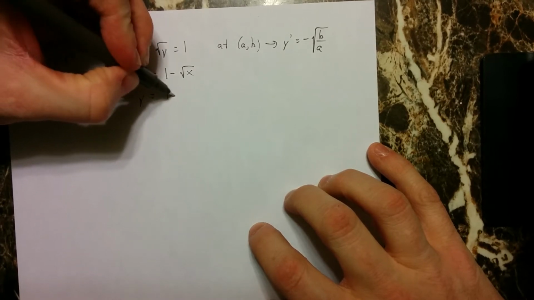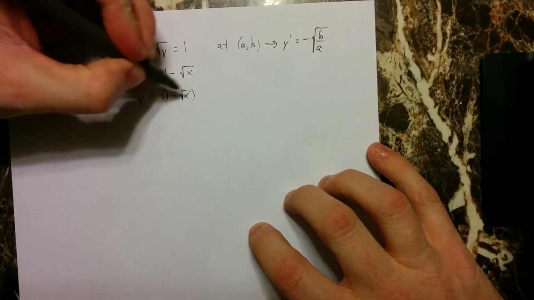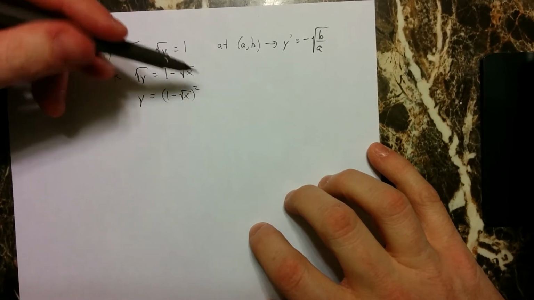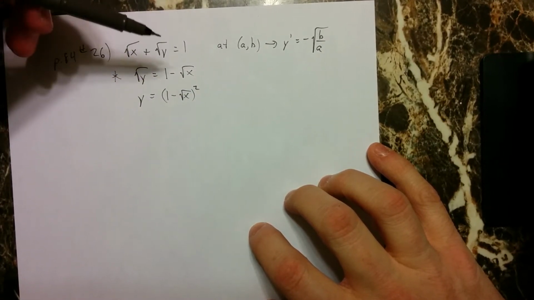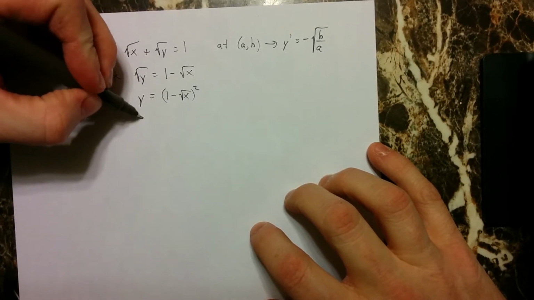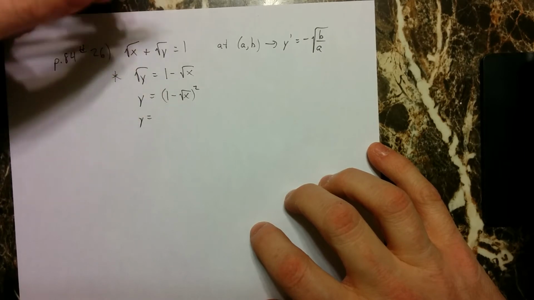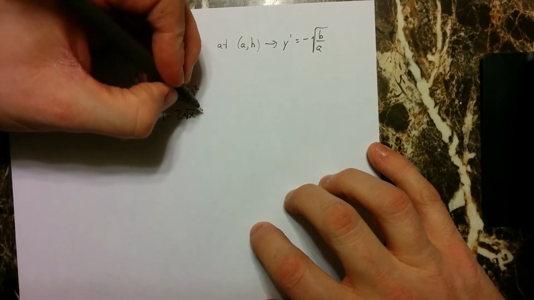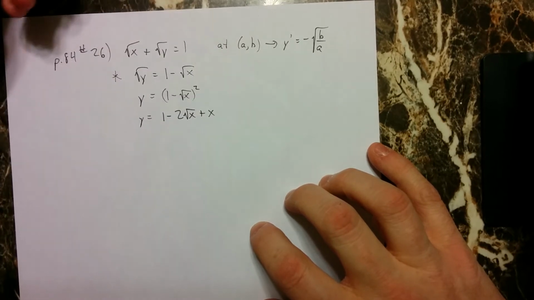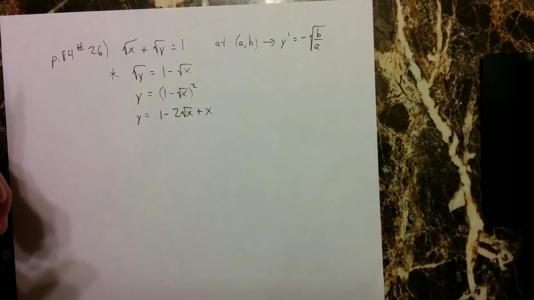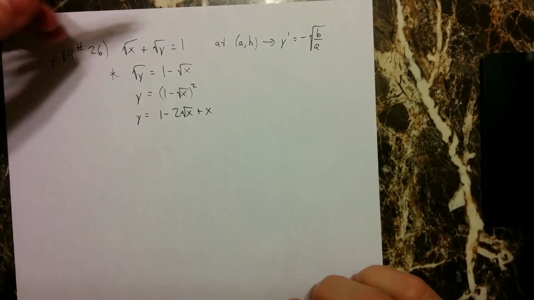y equals (1 minus root x) squared. Now, we could take the derivative like this, but in the context of the question, we don't know chain rule yet. So instead, we're going to expand that. So expanding, we're going to go 1 minus 2 root x plus x. So that's the expansion.